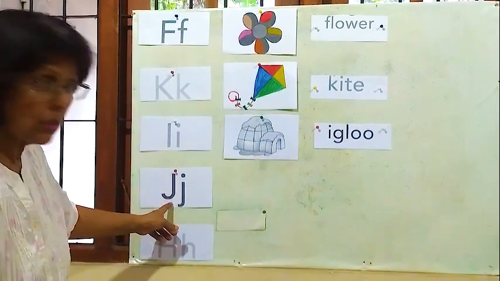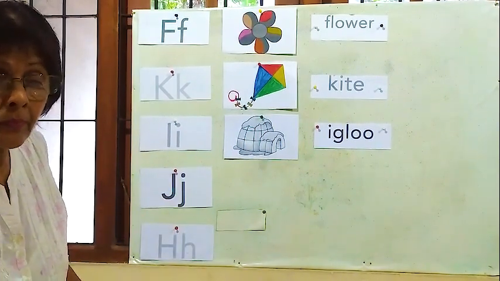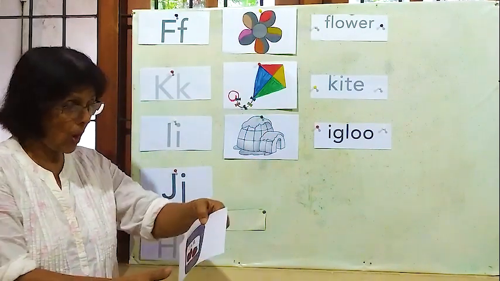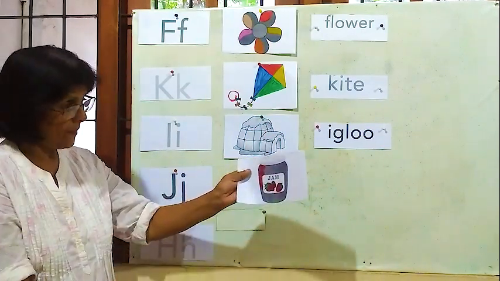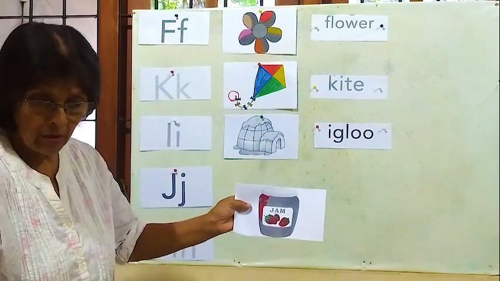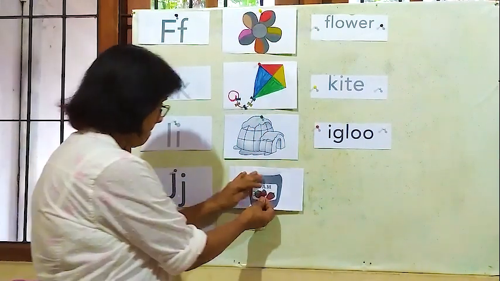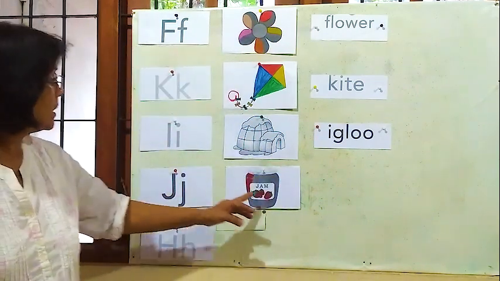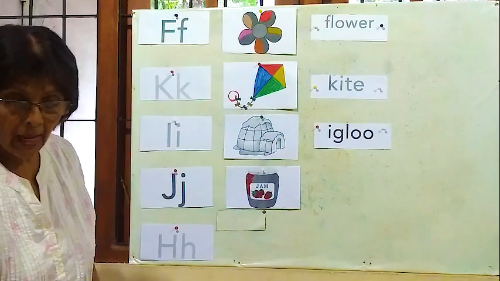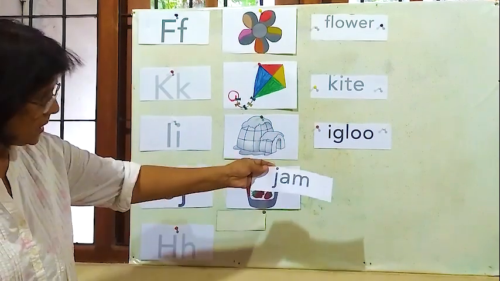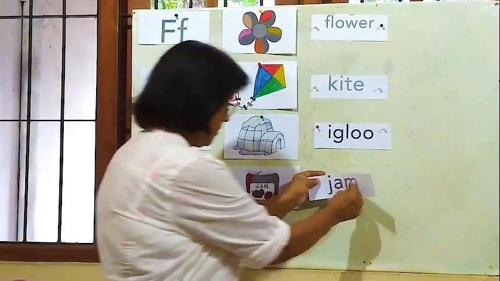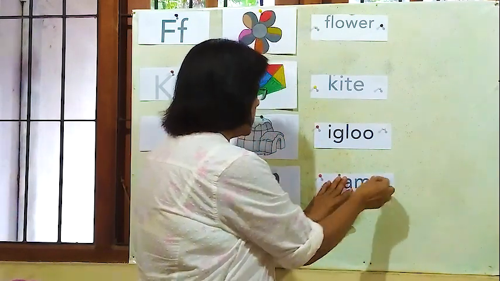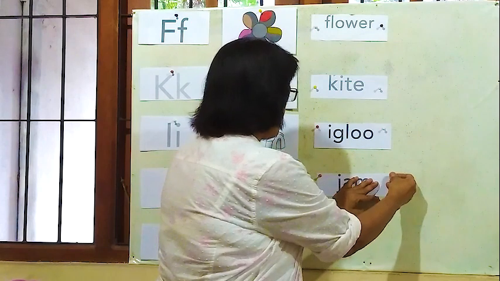Now here the letter J. What's the letter? J. J for jam. Look. J for jam. Right? Here we'll find the word jam. Here the word jam. J for jam. And the word here, jam.